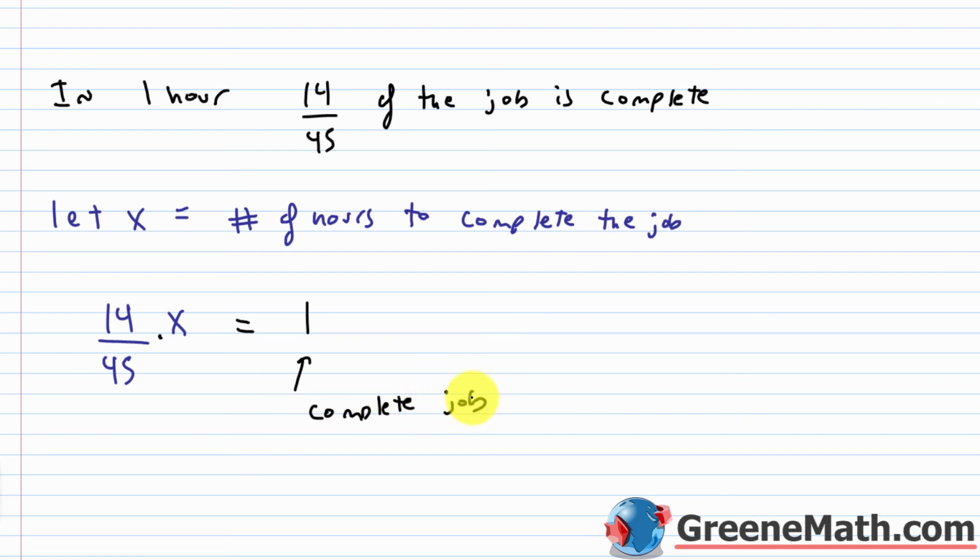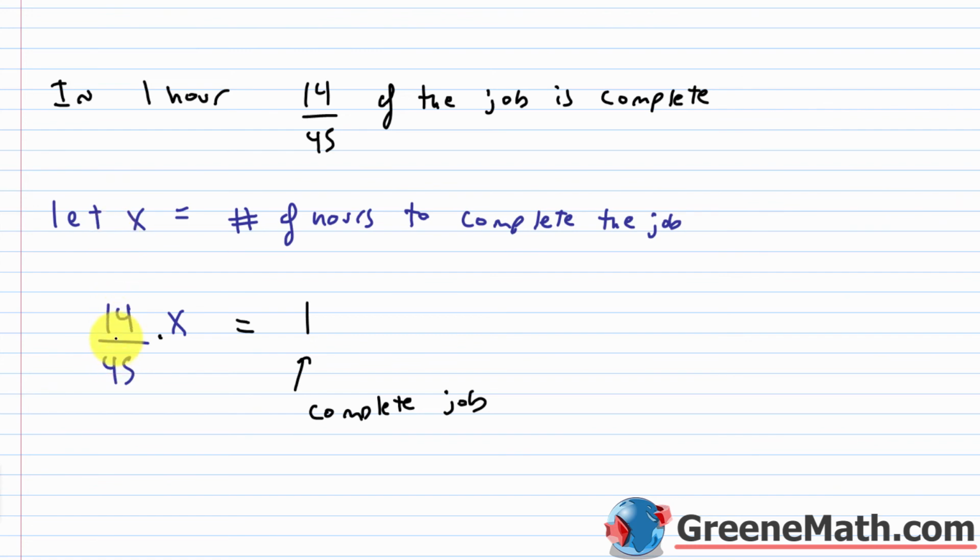So once you've set this up, and I know it can be a little confusing when you first start seeing these, the whole key is starting out by finding out how much they can do together in 1 unit of time. So in this case, it's hours. So we figure out in 1 hour, Trevor and Cody can do 14 45ths of the job. Then we say a variable like x, or you could use y or z or whatever you want, represents the number of hours for them to work together and complete the job.